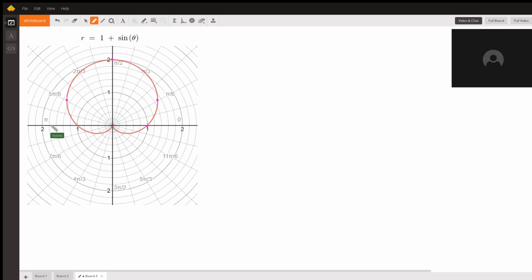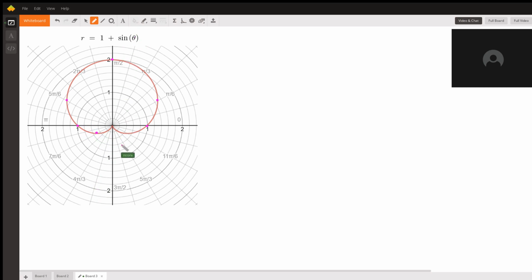When we go to pi, 1 plus -1 is 0. There's this one. When we go to 7 pi over 6, the sine is -0.5. That makes the radius a half. 1, 2, 3, 4, 5. We're going to be 2.5. So we're right here.